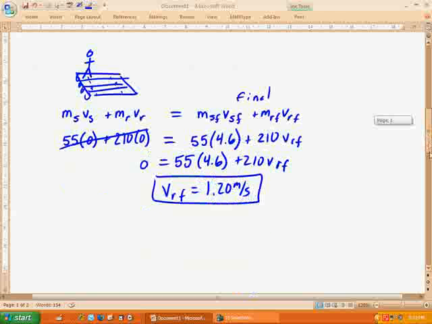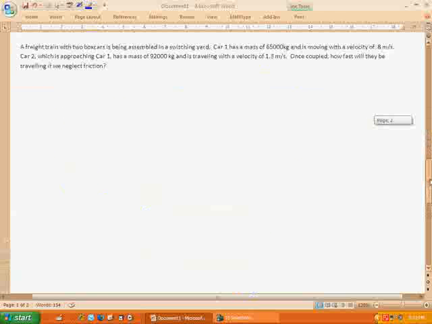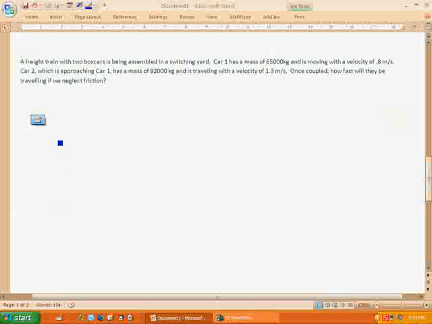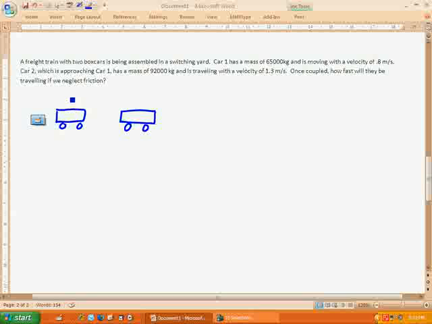Alright, so we're going to go on and try one more. We have just a minute, so we're going to go with one more with two box cars. They're being assembled in the yard. You've got two that are cart 1 and cart 2, right? And it says that cart 1 is moving along with a certain mass, and that car 2 is approaching car 1 from behind because it's going faster, and they're going to link together. Alright, and so this is my initial conditions over here.